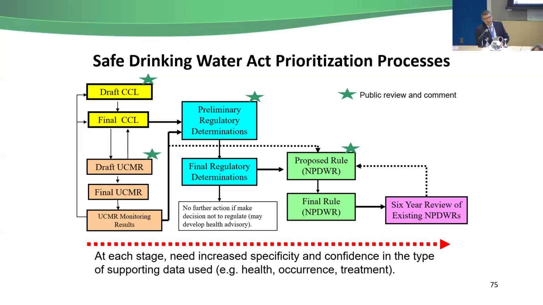We're required every 6 years, it doesn't hit a 5-year cycle for this one, every 6 years we have to go back and review all of our standards and determine if a revision is appropriate, and there is an anti-backsliding provision in that 6-year review standard such that any revision must maintain or improve public health protection. So that's a little bit of an overview.